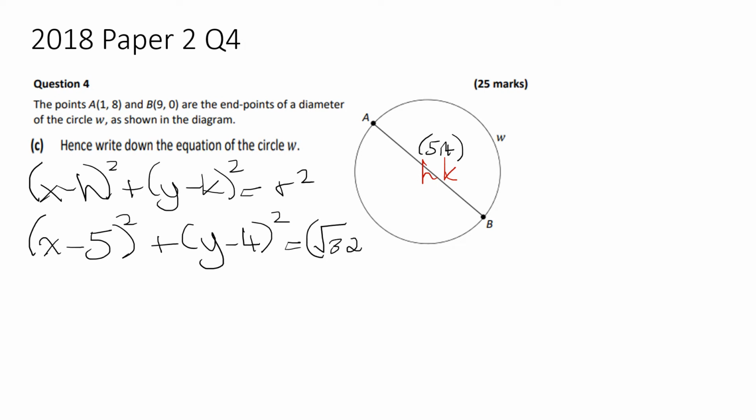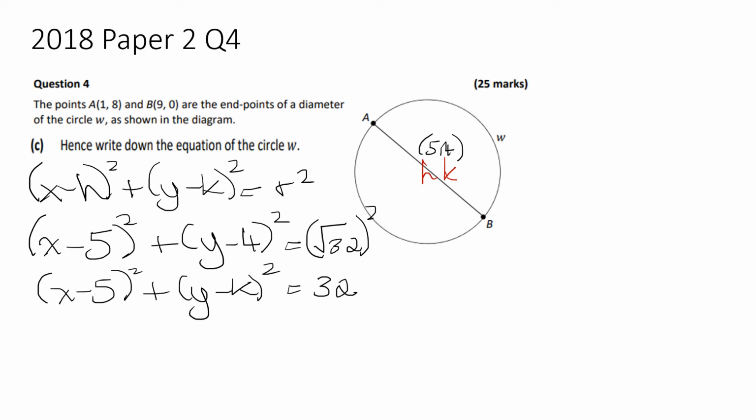So I'm going to square that. And then you keep that as it is, so x minus 5 to be squared plus y minus 4 to be squared, and then you put root 32 into your calculator and when you square that, you'll just end up with 32. So that is the equation of your circle.